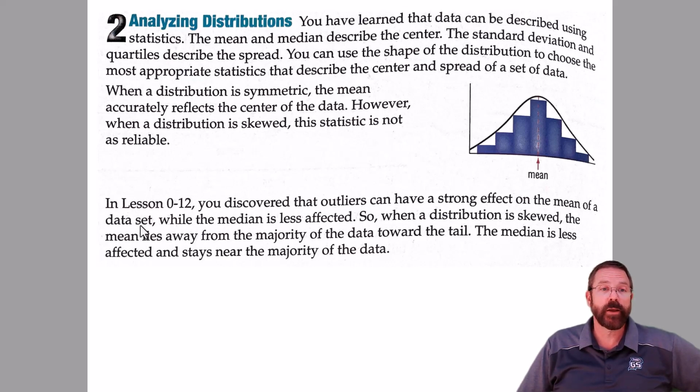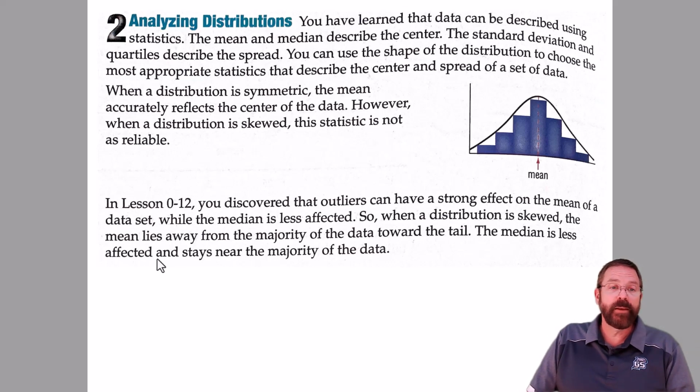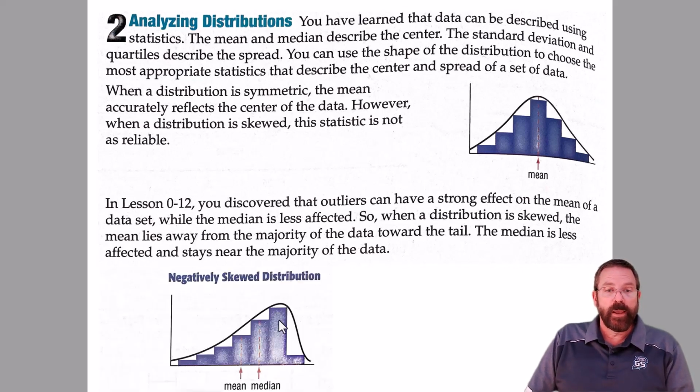We saw that in the previous graphs we looked at with and without the outlier, while the median is going to be less affected. So when the distribution is skewed, the mean lies away from the majority of the data towards the tail, and the median, less affected, is going to stay towards the middle of that majority of the data values. So here we have a negatively skewed graph, and you can see how it took the median middle number and left it over here, but because you have these negatively skewed, it dragged the mean way down there to the left. That's kind of a problem.